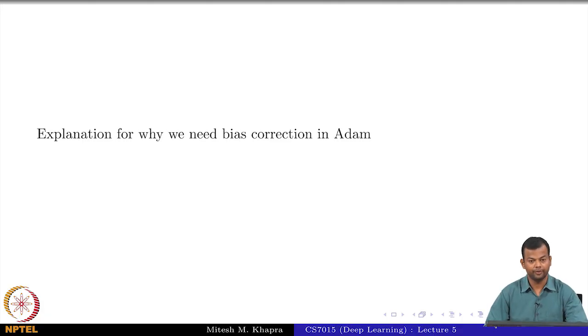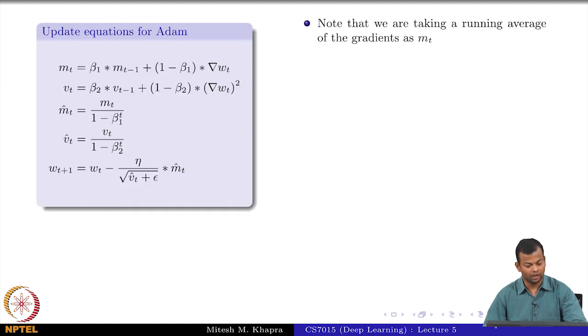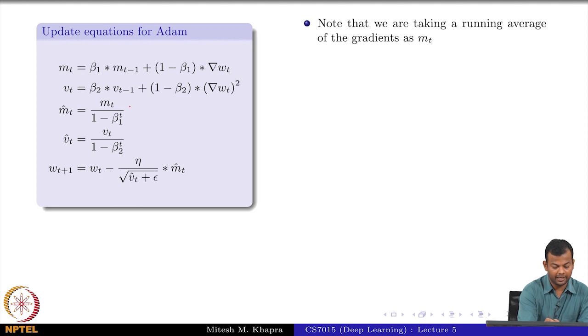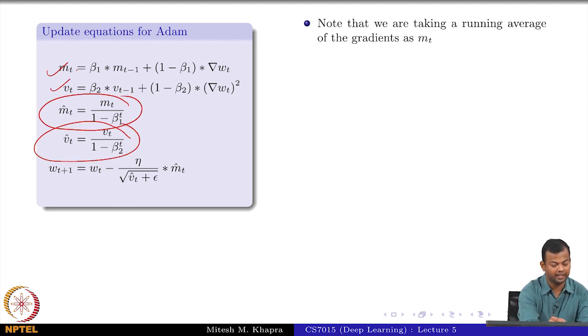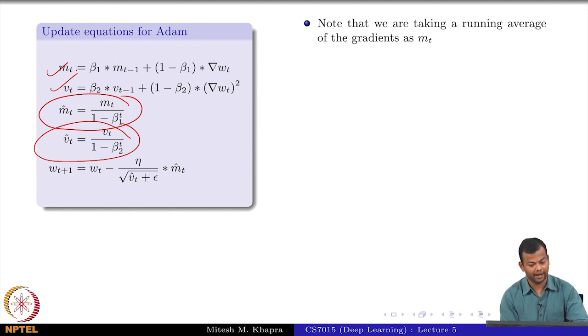So in this video, we'll try to look at an explanation for why we need bias correction in Adam. In other words, I want to explain why I do this particular step. Why did I take MT and VT as it is, but then do this particular step, which I had called the bias correction step?